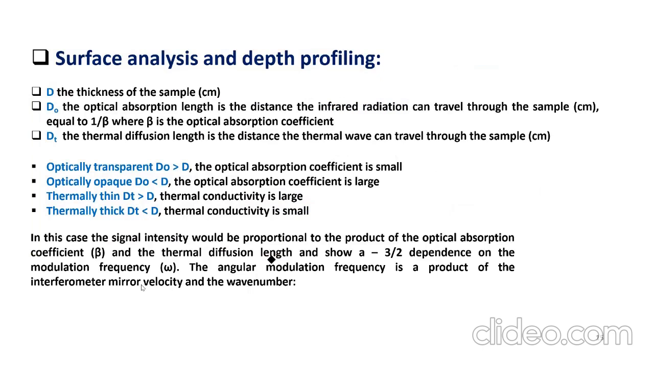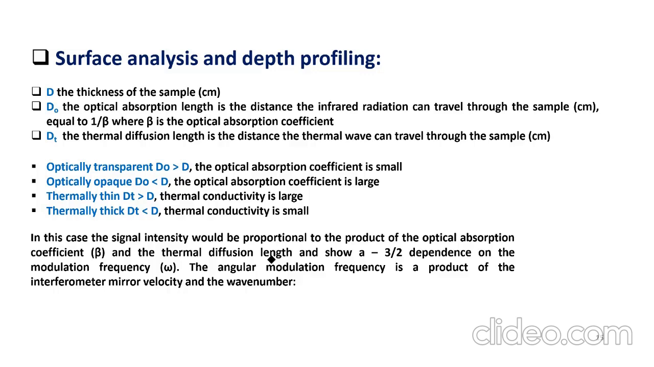So the surface analysis can be done and depth profiling can also be done. So suppose d is the thickness of the sample and d0 is the optical absorption length. That is the distance the infrared radiation can travel through the sample, which is equal to 1 by beta, where beta is the optical absorption coefficient. And dt is the thermal diffusion length, which is the distance the thermal wave has traveled through the sample. So in the optically transparent material, this d0 will be greater than d.